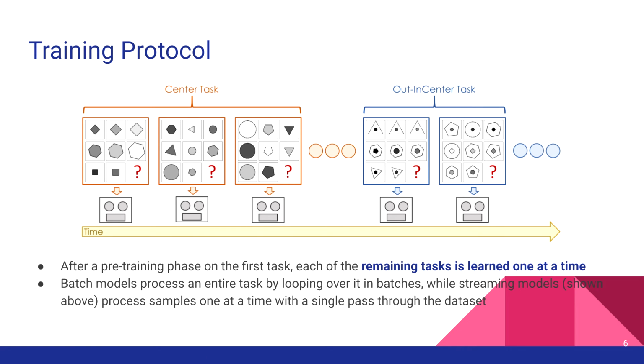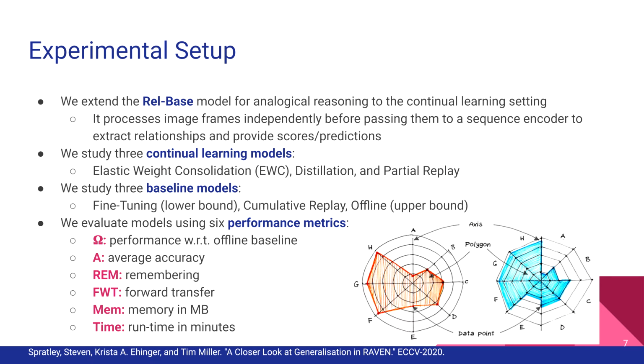We depict more about our training protocol here. First, we allow the agents to perform a pre-training phase on the first task, and then each of the remaining tasks is learned one at a time. We study both batch models and online streaming models. Specifically, batch models are given an entire task at once, where all of the images and questions pertaining to the task are provided, and the agent can loop over the data as many times as it wants to learn and update. It is then subsequently required to make predictions about that particular task. We're more interested in the online streaming learning case, where the agent learns tasks one at a time, but it learns samples from within those tasks sample by sample. For example, given the first sample from the center task, the streaming learner would learn the sample and then it could be immediately evaluated.